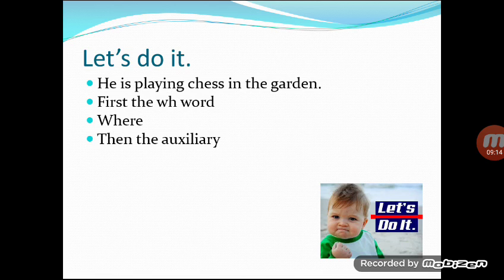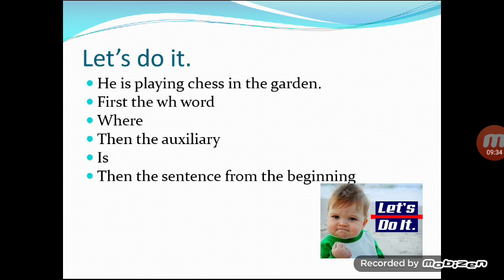Of course, the auxiliary verb. Now, where is? What is the third one? Tell me, what is the third step? Okay, the third step is the sentence from the beginning. He. Don't forget he. The beginning is very important here, and it is the most important reason why students fail to make questions.